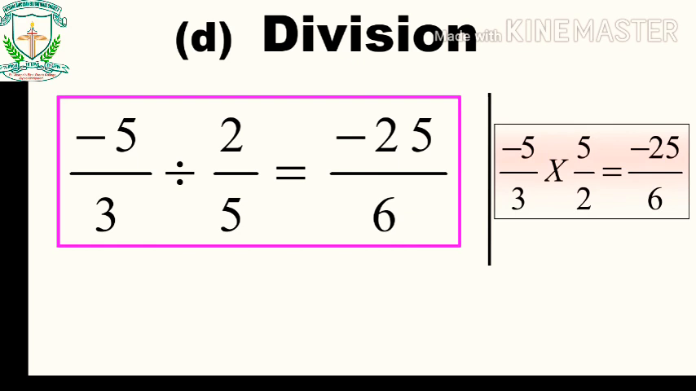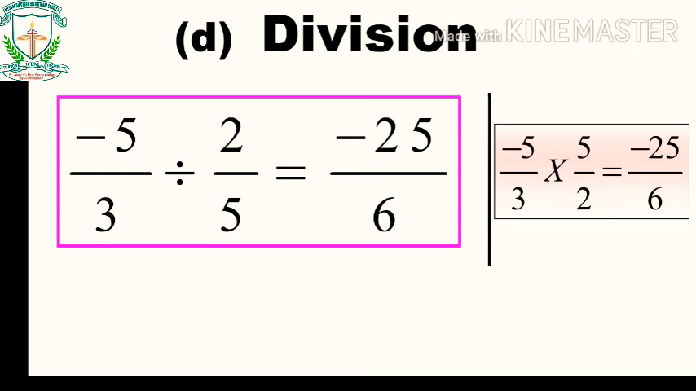Now we can multiply directly. Minus 5 into 5, 25. Minus into plus is minus. So minus 25. 3 twos are 6. So minus 25 by 6. So the answer is minus 25 by 6. This is in the form of p by q. This is a rational number.